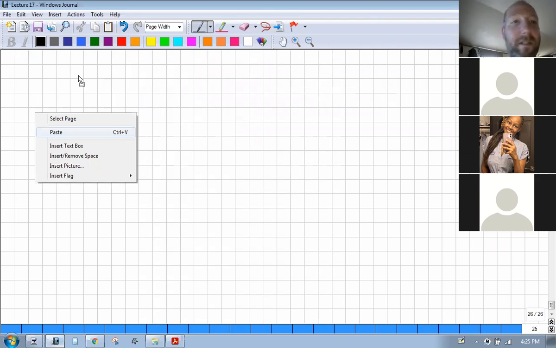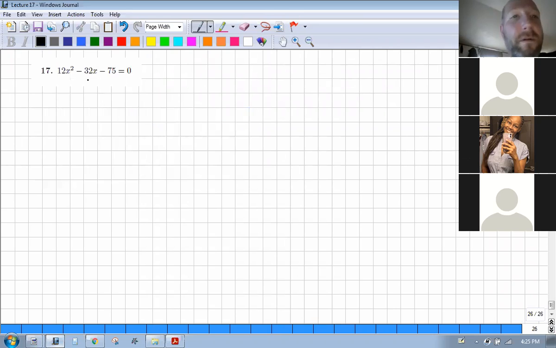Number 17. Can we factor anything out of all these? I don't think so. So let's do our trick. A times C. Oh boy. 75 times 12 is 900. B is negative 32. Actually, this is a negative 900.